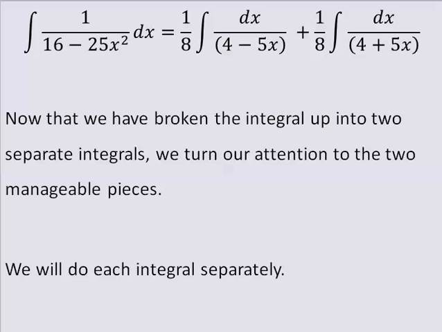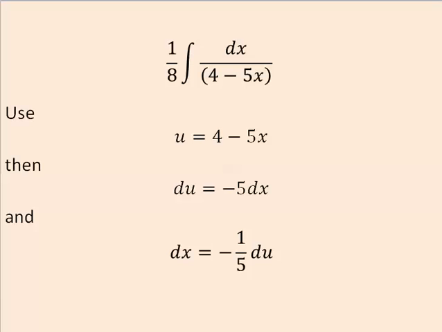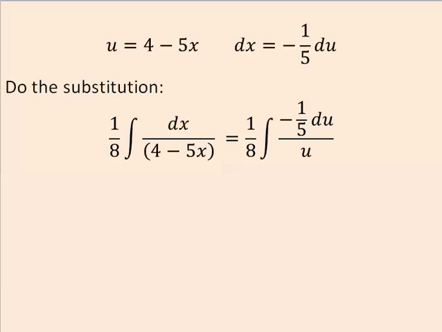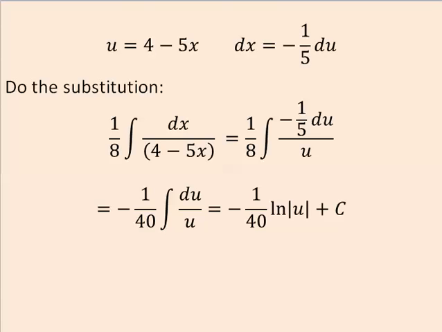Now that we have broken the integral up into two separate integrals, we are going to turn our attention to the two manageable pieces. We are going to do each integral separately. Let's do the first one first. This integral, look at your denominator. Have that be u, then du equals negative 5 dx, and dx will be substituted with negative 1/5 du. Do the substitution. The antiderivative of du over u is ln of u. Now substitute back. And this is what you get for the first integral.